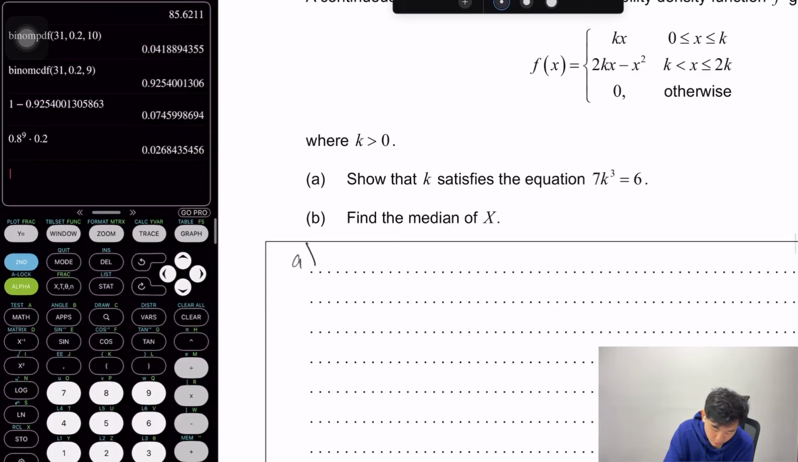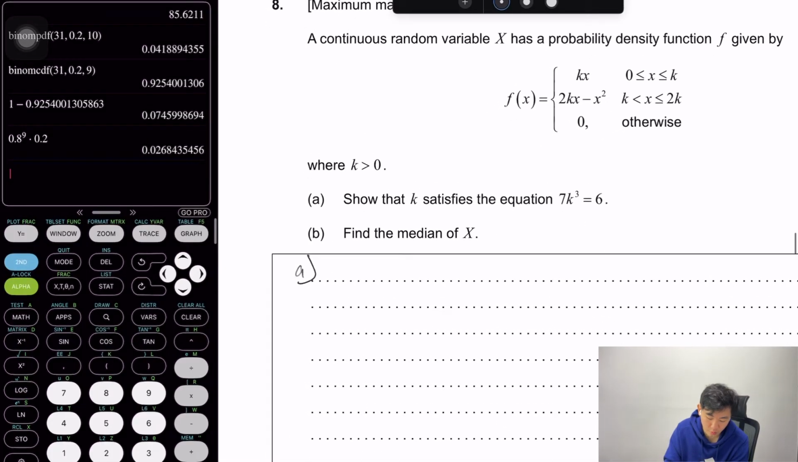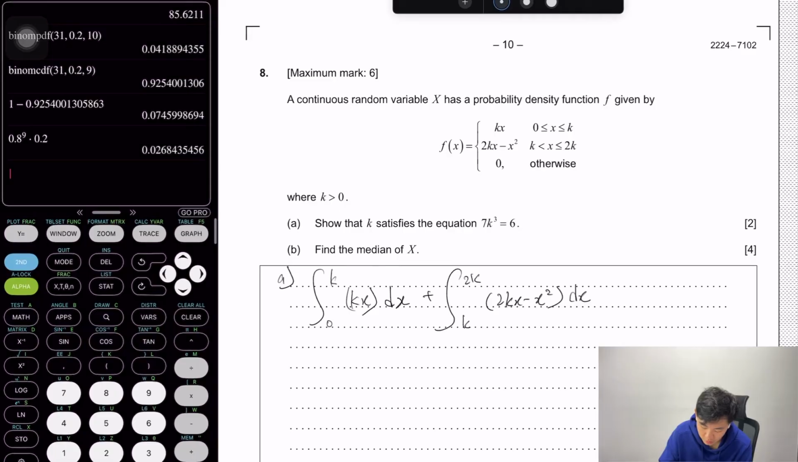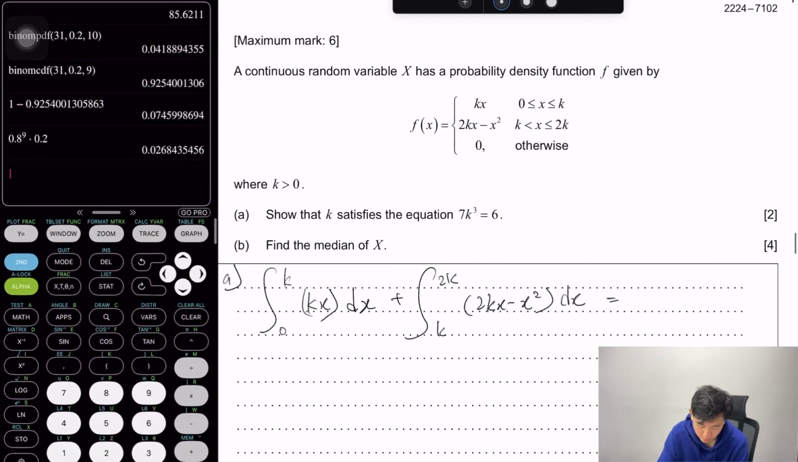So let's say part A. What do we have to do? Of course, we're going to do some integration: an integral from 0 to k of kx, integrated with respect to x, plus the integral from k to 2k of 2kx minus x squared dx. And then we're going to make it equal to 1. That means 100%.